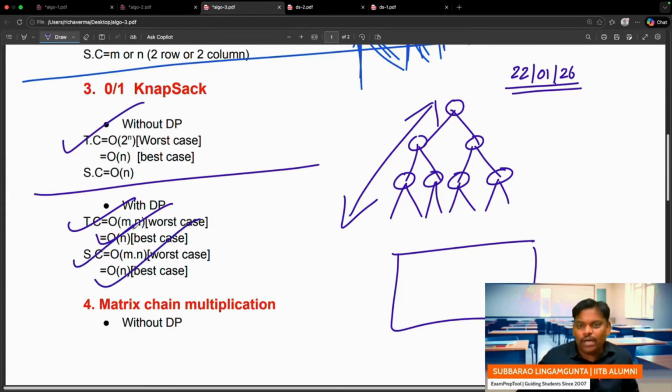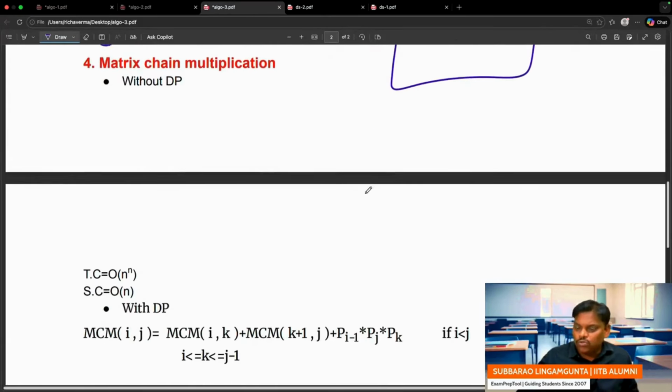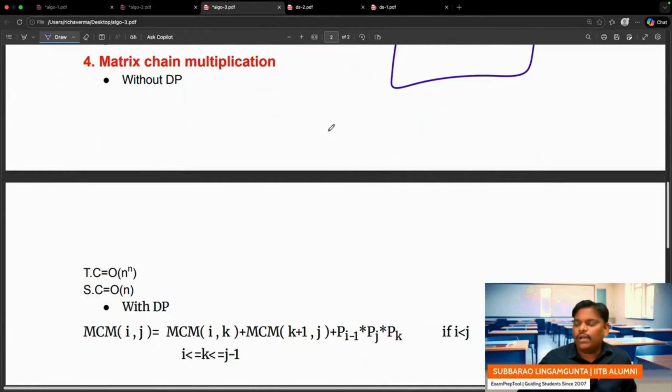However, I request everyone, please go through the entire notes once. This is only for revision purposes. One time just giving an idea. If something is not clear, go through the notes. If it is already clear, you don't need to. Whatever I am explaining, if something is a little bit not clear, you can refer to the original notes.